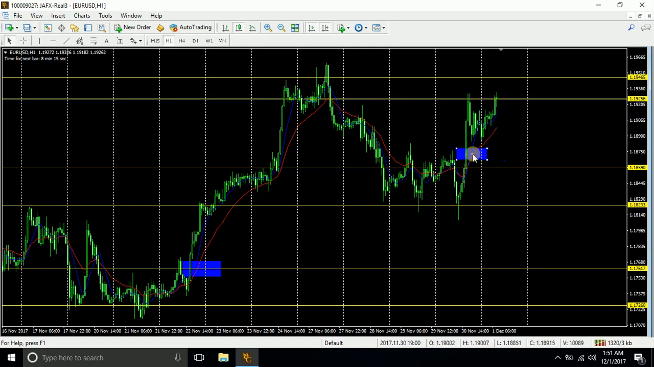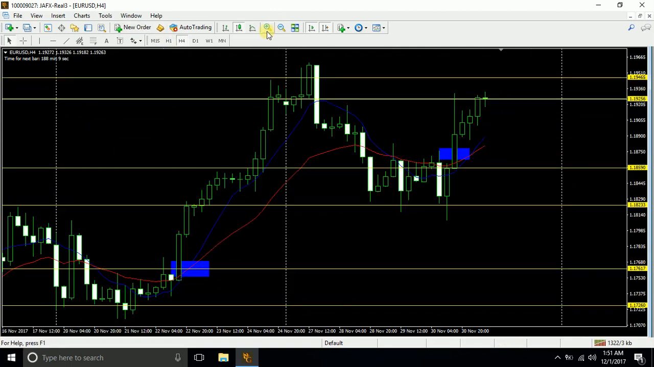We're pushing up through this level, and we had a cross here, which is going to show on our 4-hour chart here.